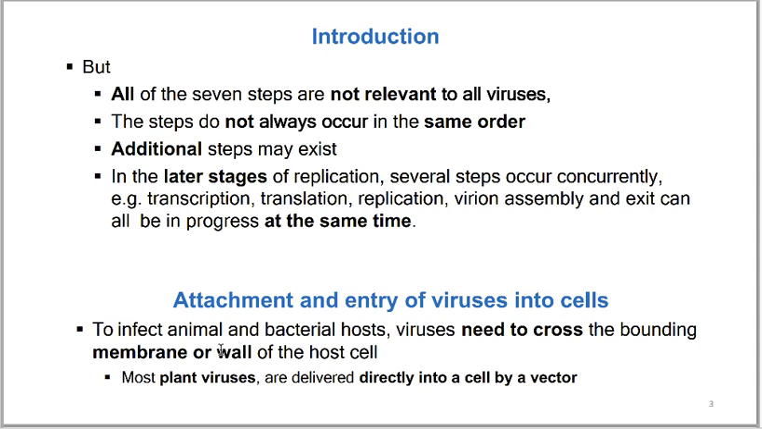To infect animal and bacterial hosts, viruses need to cross the bounding membrane or wall of the host cell. Most plant viruses are delivered directly into the cell by a vector. So the first thing is to cross the bounding membrane or wall. The bounding membrane is the cell membrane for animal cells and the cell wall for plant cells.